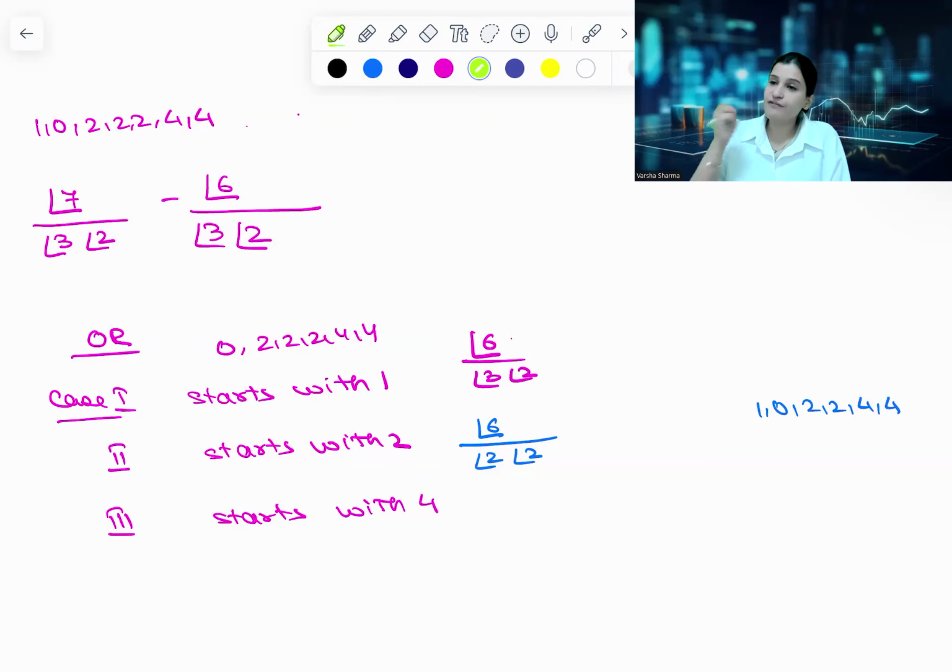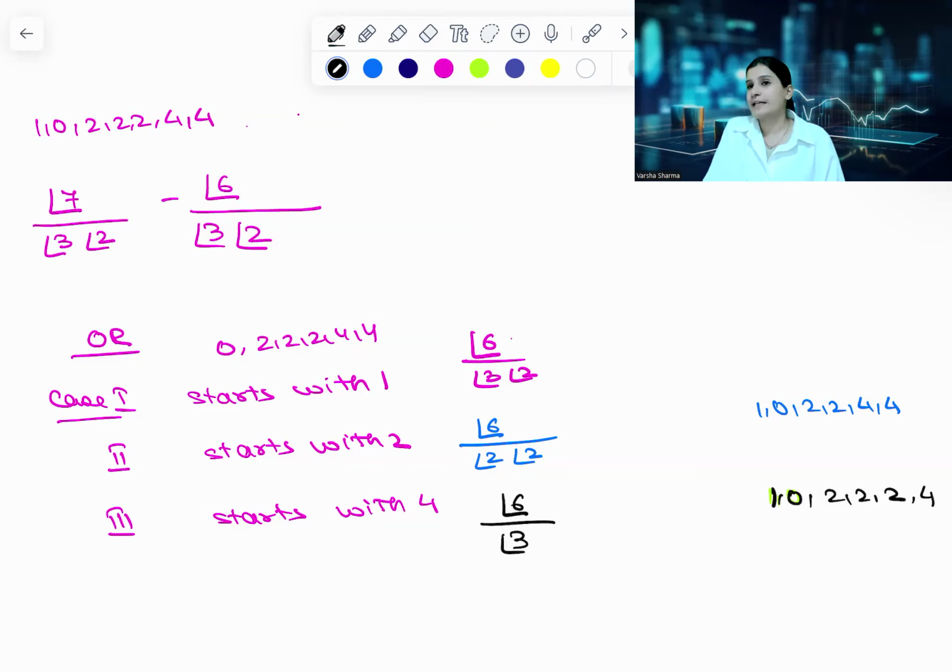Now starts with 4. If the first place has to be filled by 4, there is one way to do that. Now there are 6 digits left: 1, 0, 2, 2, 2 and 4. So the first place got filled by 4. Now there are remaining 6, so 6 factorial, in which there is only one repetition, of 3 twos. 4 is not getting repeated anymore. And then you can add them. Understood? So both ways are true, whichever way you want to do it. Any problem? Clear?